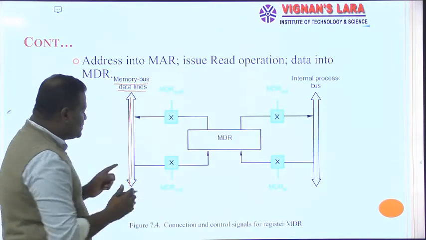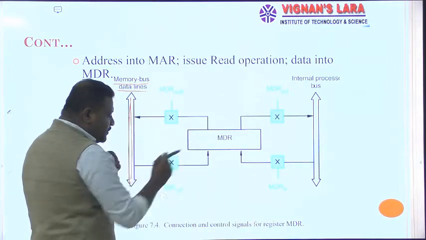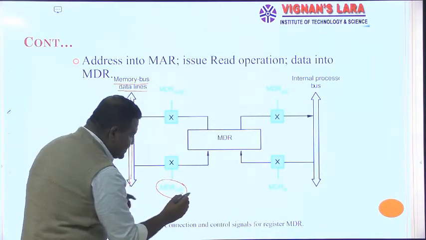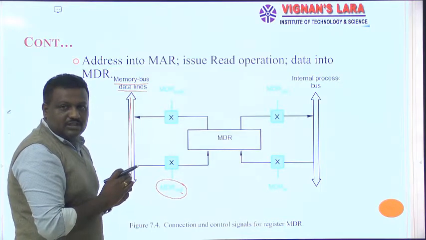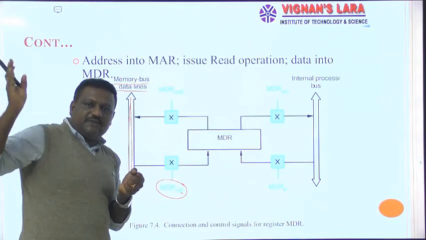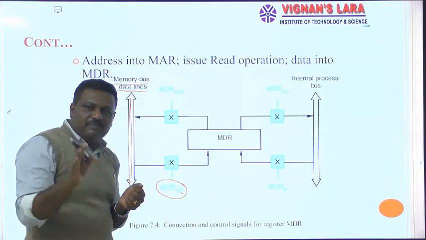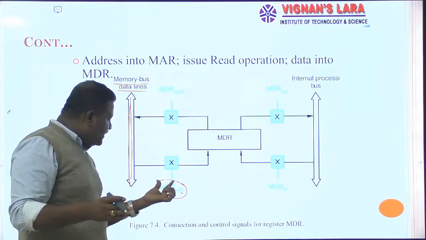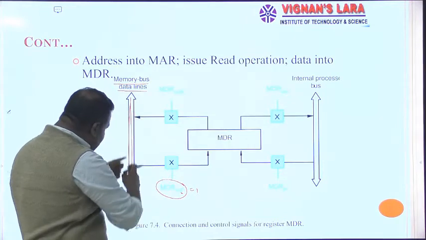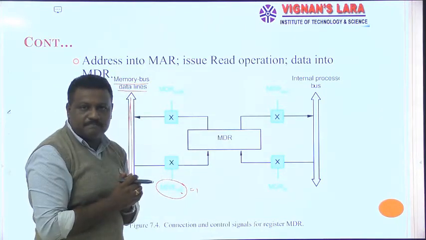Here the important thing is the data was moving like this. If the data is to be copied onto this MDR in E, here E represents external, that means we are receiving data from external, that is from a memory location, with the help of the memory bus. So if I activate this, that means I make this equal to 1, whatever data exists on these data lines is copied onto MDR.